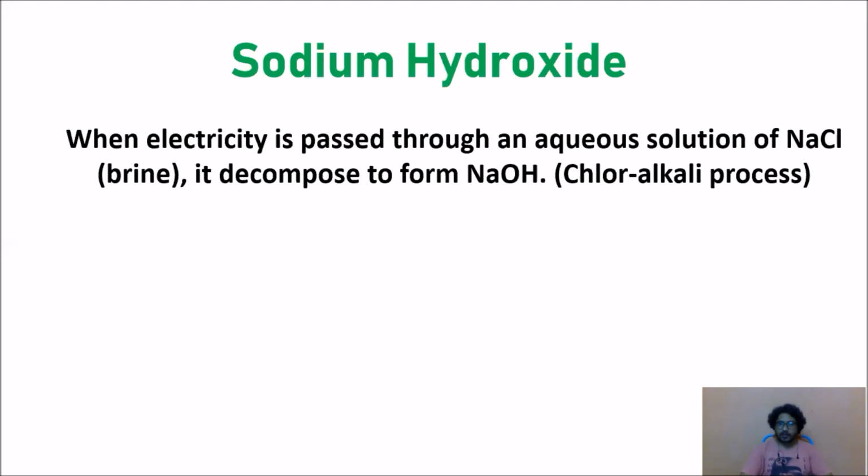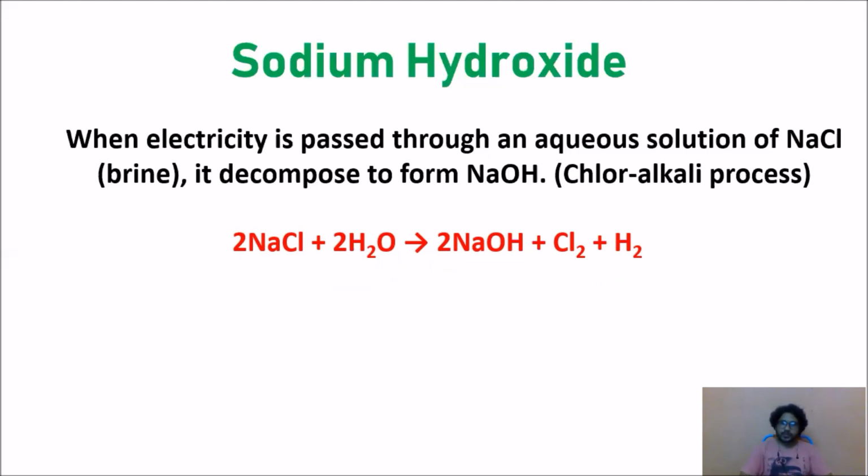Here you can find brine. What is meant by brine? Brine is a solution that contains water and salt. So a mixture of water and salt is known as brine solution. If you pass electricity through the brine solution, it decomposes to form NaOH, sodium hydroxide, that is also known as the chlor-alkali process. Why it is known as the chlor-alkali process, we will see. You see the chemical equation, NaCl plus H2O gives rise to NaOH plus Cl2 plus H2.